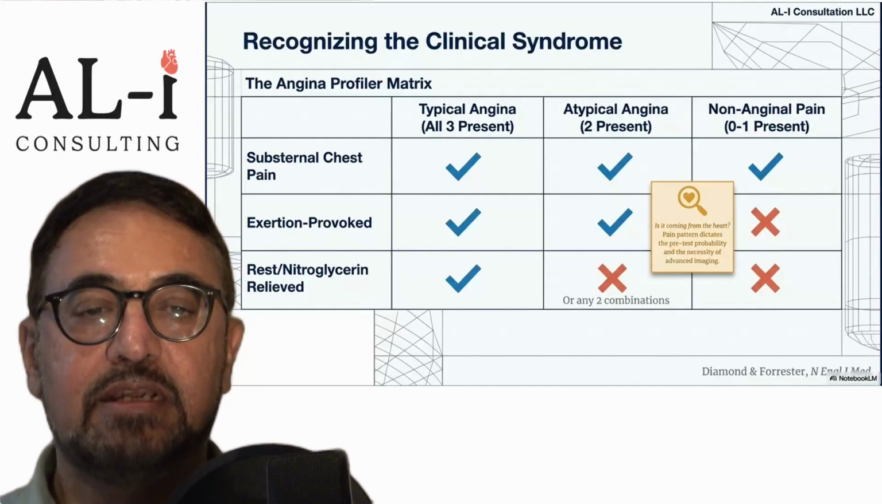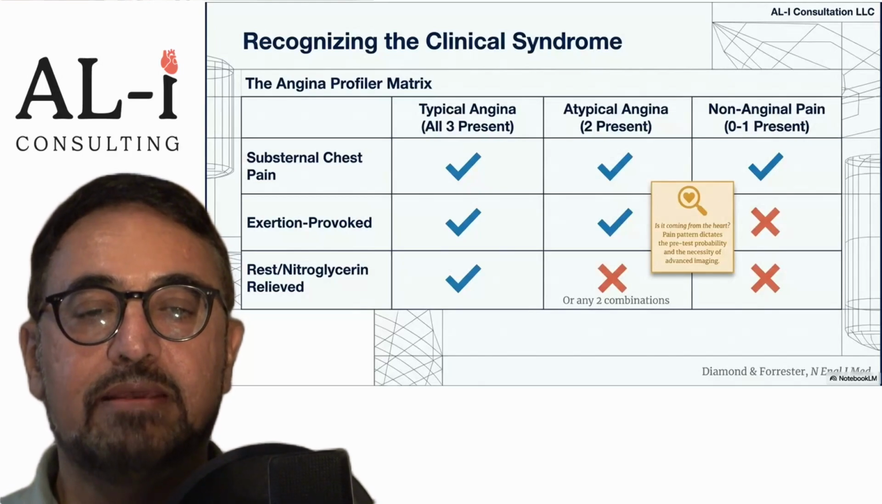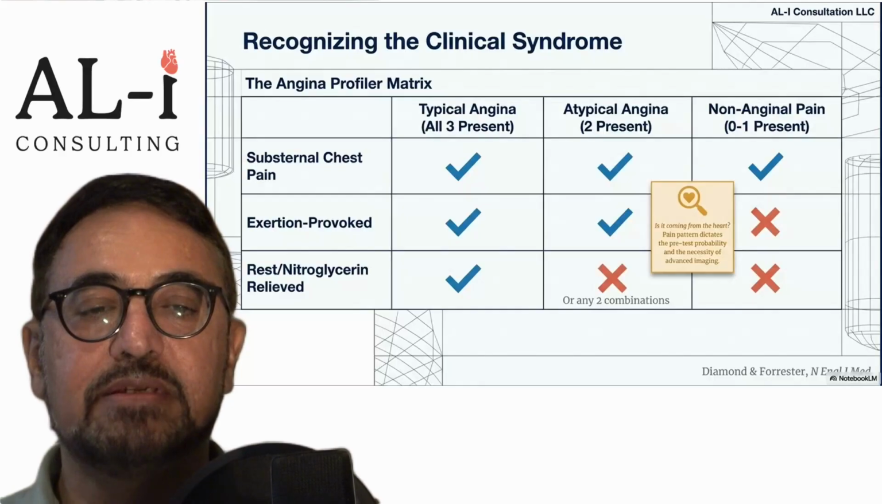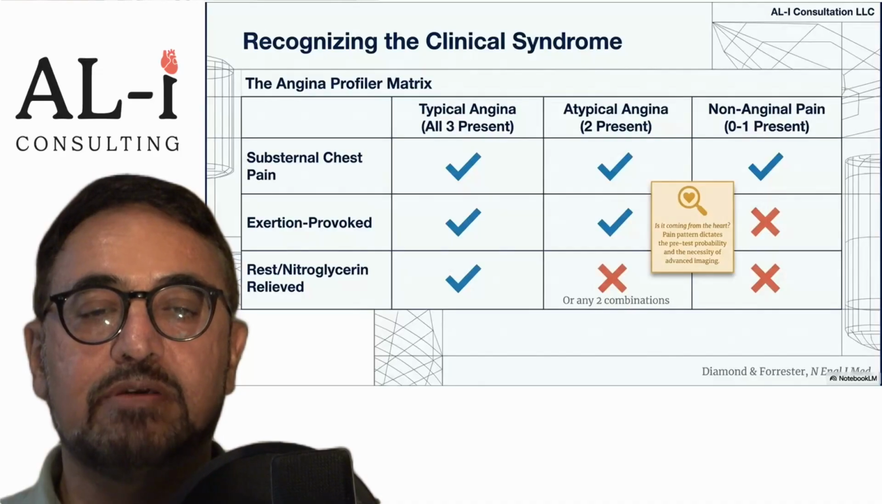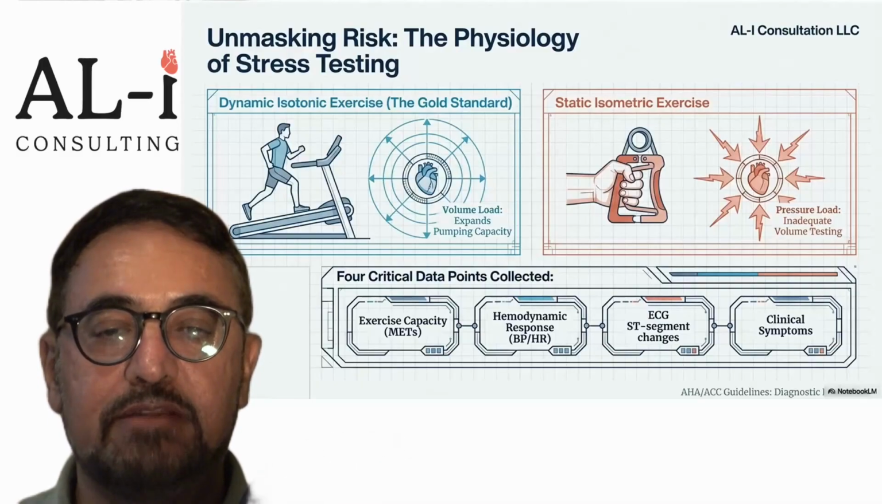At this stage, our job is to act like clinical detectives. We need to decide whether the presentation fits stable ischemia and whether there are high risk features that require further workup. Once CAD is suspected, we need to move to risk stratification.